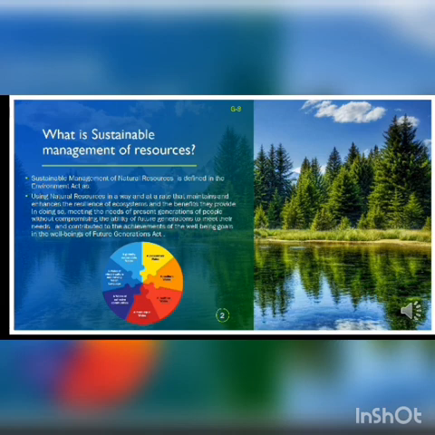So let's start by discussing what is sustainable management of resources. Sustainable management of natural resources is defined in the Environment Act as using natural resources in a way and at a rate that maintains and enhances the resilience of ecosystems and the benefits they provide. In doing so, meeting the needs of present generations of people without compromising the ability of future generations to meet their needs, and contributing to the achievement of the well-being goals in the Well-being of Future Generations Act.